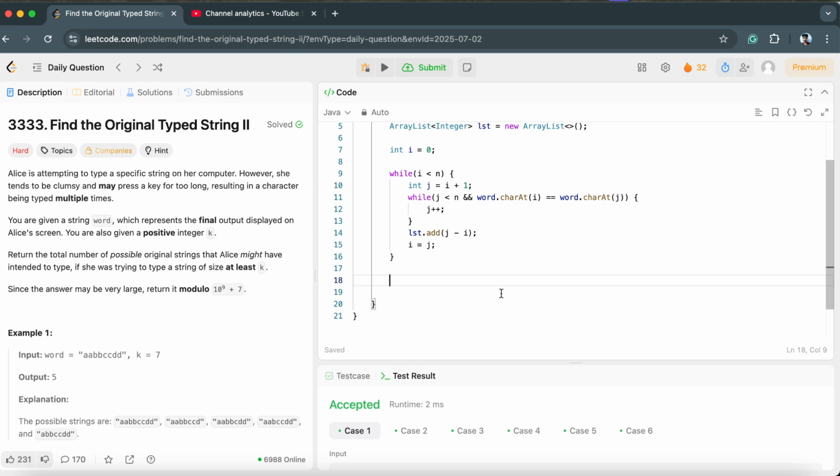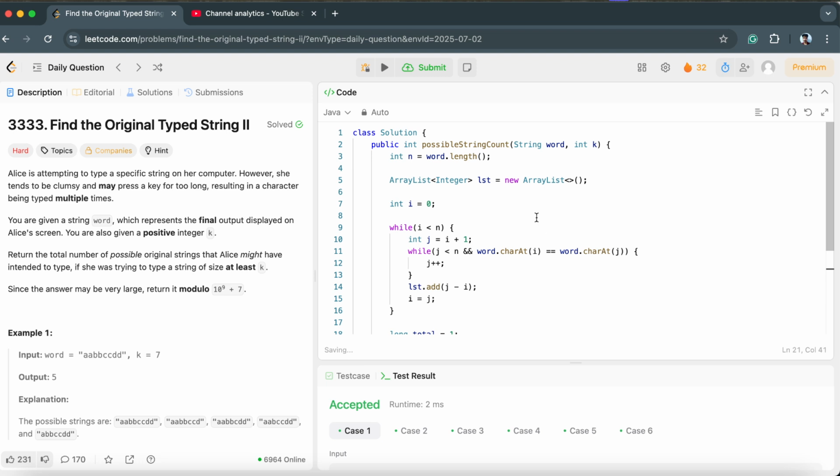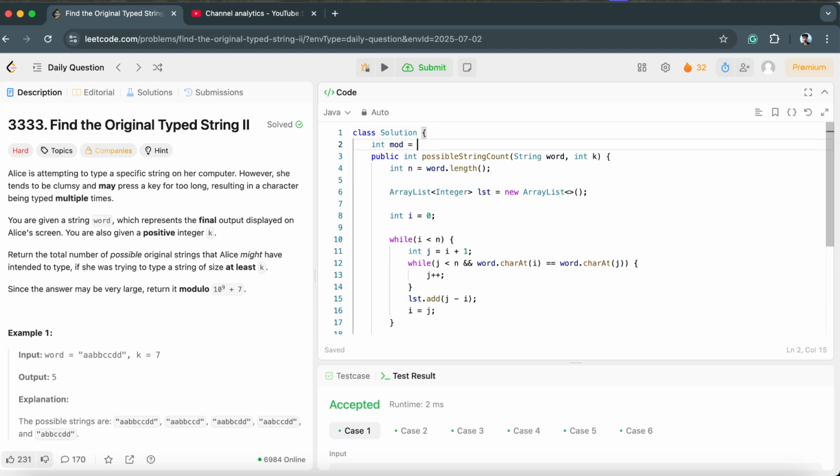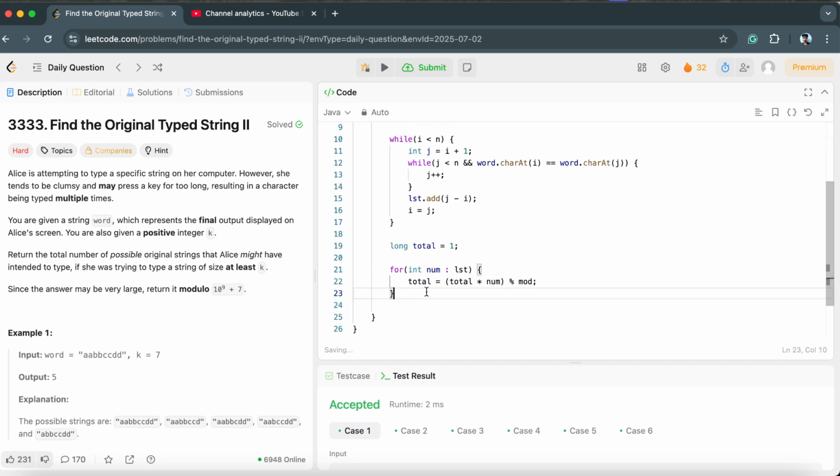And after this, the first thing is let's try to get the total number of possibilities, right? So I'll create a long variable total. In this total, let's start with 0. Sorry, it should be 1. For int num, let's get the nums directly from this list, and total should get updated with total times this num, and modulo is something we will add at the end. So let's create the mod as well. Mod equals 1000000007. Okay, so we got the total.